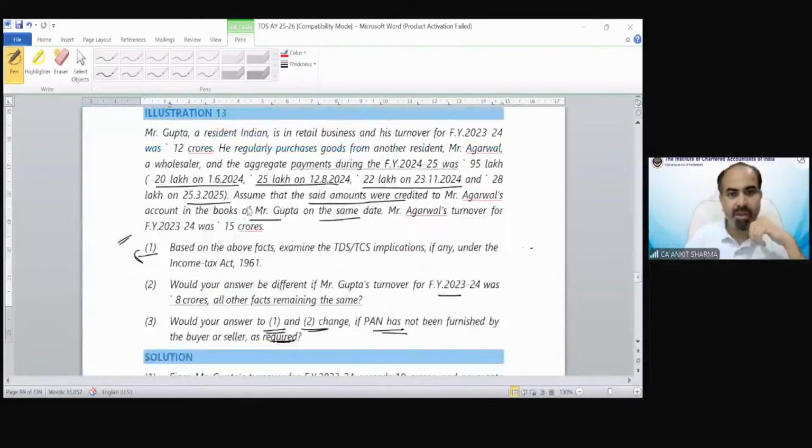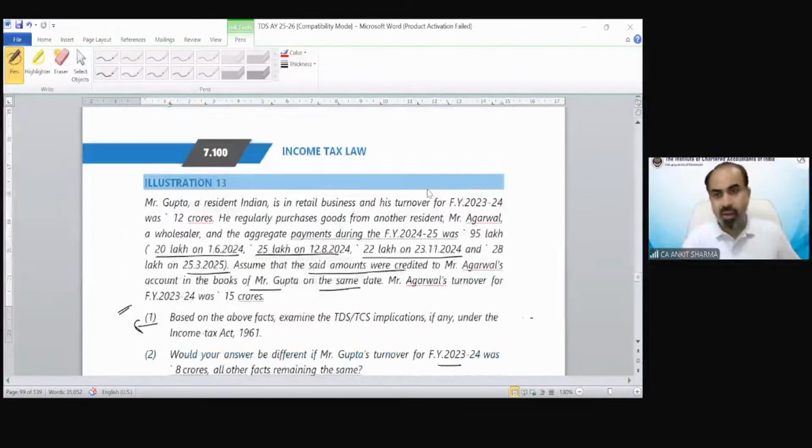Okay, so Mr. Gupta, a resident Indian, is in retail business and his turnover for financial year 23-24. You all are going to solve this question for me. Okay, I am not going to solve it. You are going to solve this question for me. And if you feel that it is difficult, then we will think how to solve this question.